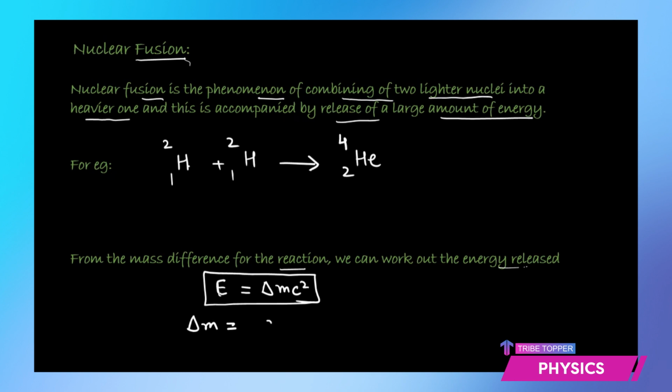So if we say M1 and M2 were the masses of the combining nuclei, that is bigger than the mass of the nucleus formed. So that difference, M1 plus M2 minus M3, is equal to delta M, and that gives us the energy that is released during the nuclear fusion as a result of this mass defect.